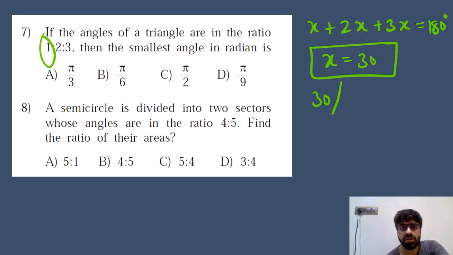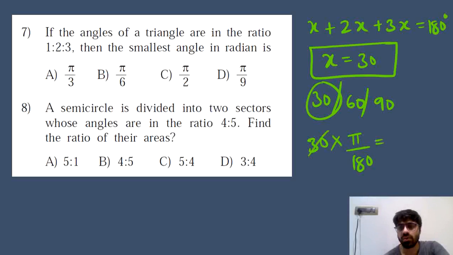If x is 30, then our angles are 30, that is the one which corresponds to 1. Then we have 30 into 2. 2x is the next angle, that is 2 into 30, which is 60. And 3x is the last angle, which is 90. So the smallest of them is 30 degrees. And 30 degrees in radians, that would be 30 into pi upon 180, which is equal to pi upon 6 radians. So B is the right answer for the 7th question.